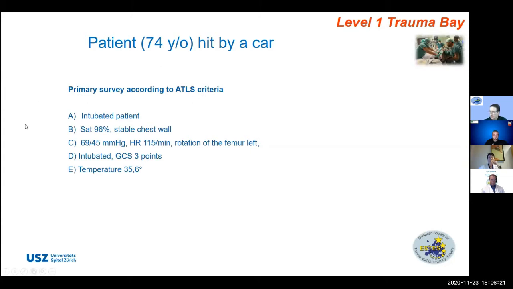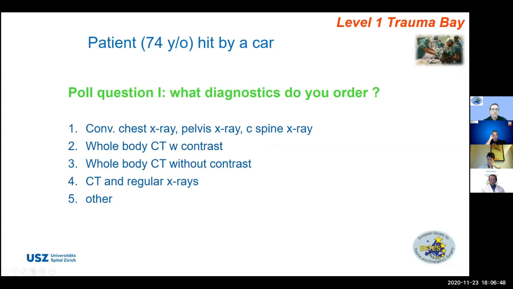This is the primary survey that we have here. An intubated patient, saturation pretty good, chest wall appeared to be stable. He is in shock. He also has an obvious femur fracture on the left, and you cannot assess further issues right away, but he's also becoming hypothermic. And so here comes the first poll question. I wasn't sure if somebody wants to take over.